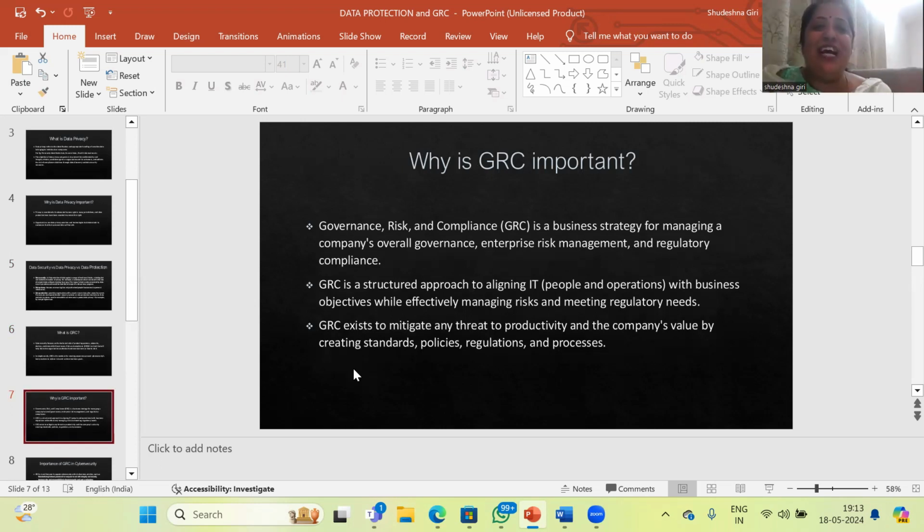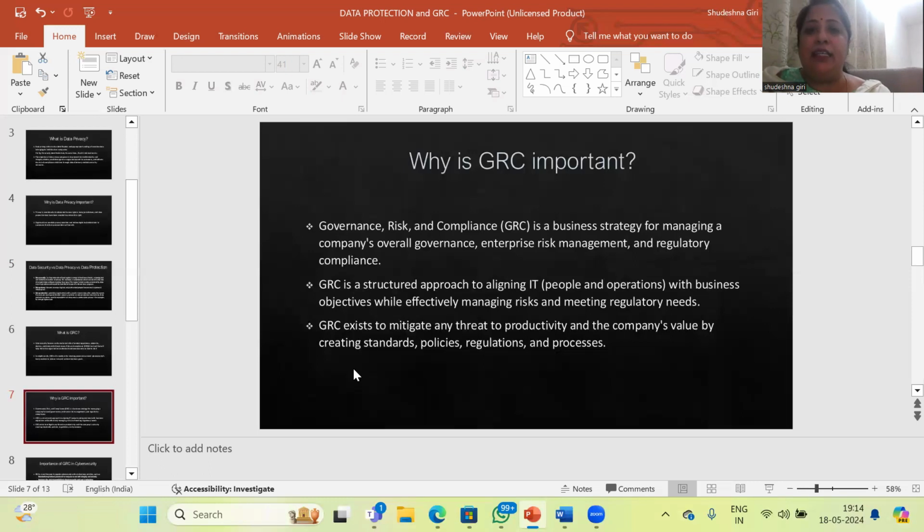Okay, so GRC is nothing but governance, risk, and compliance, which we already talked about. It is a business strategy for managing companies' overall governance, enterprise risk management, and regulatory compliance. For example, if you say ISO 27701 about data privacy, it has a strategy, a policy, and a procedure which you have to abide by and make sure these are followed and implemented in the organization, so that we identify risk proactively and mitigate it so that it is prevented from occurring.